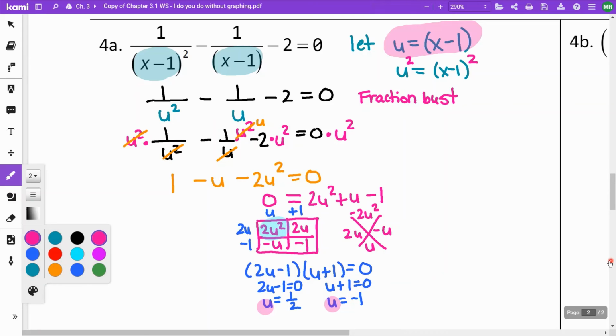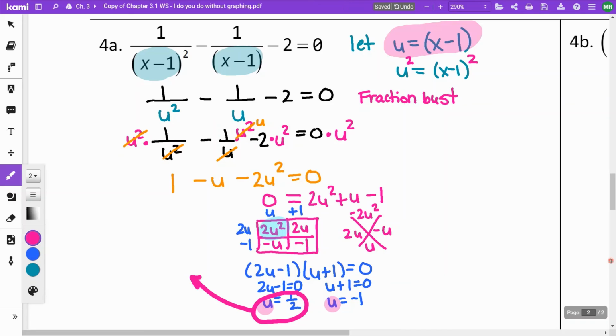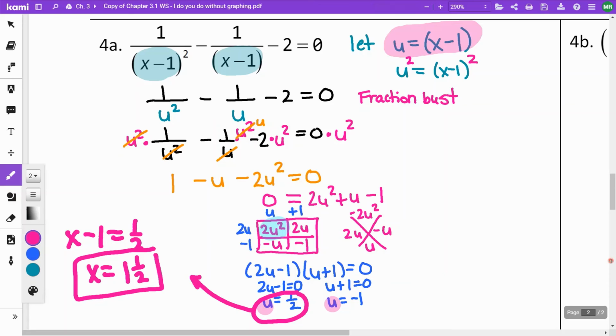So one of these problems, this one here, I'm going to rewrite that one. Instead of it being u equals 1/2, I am going to go x minus 1 equals 1/2, and I'm going to solve. I'm going to add 1 to both sides, and I get 1 and 1/2. Just leave it as that number. That's okay. Let me make this 1/2 a little better.